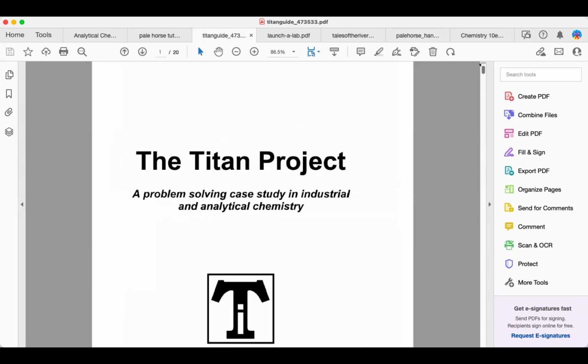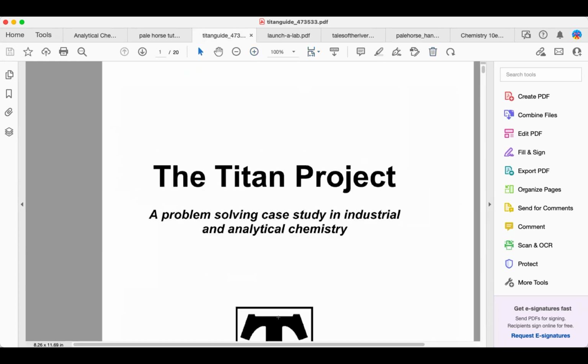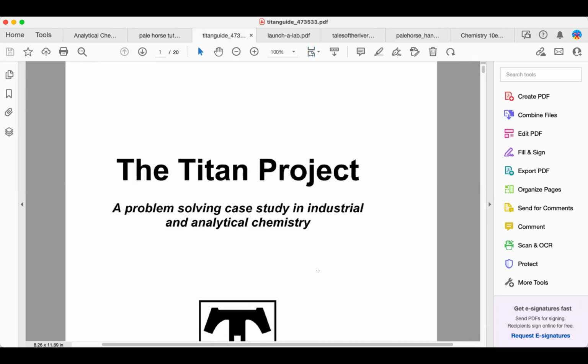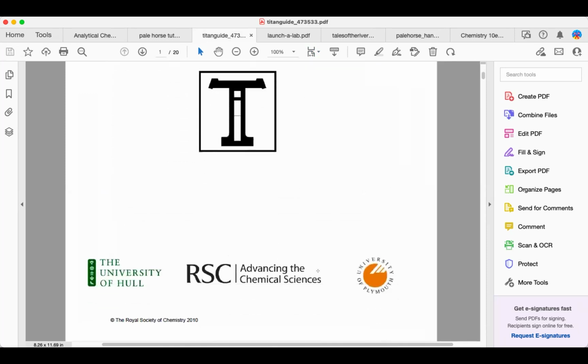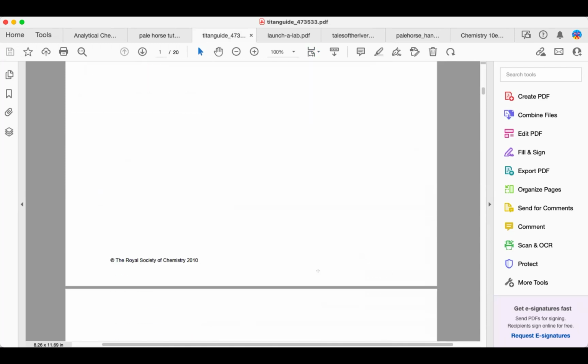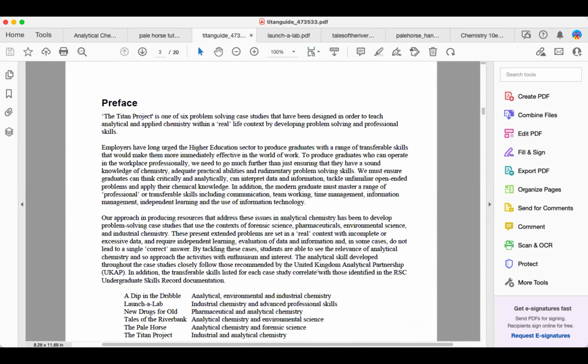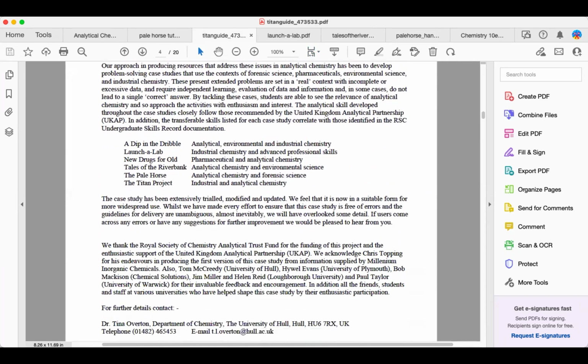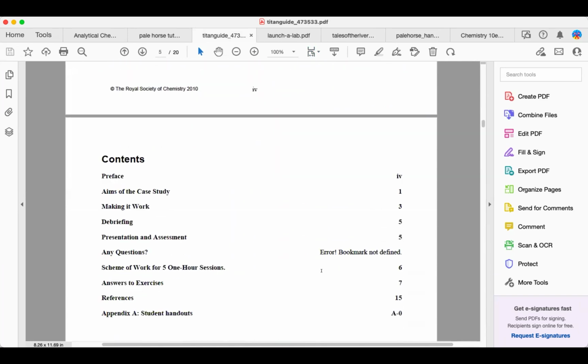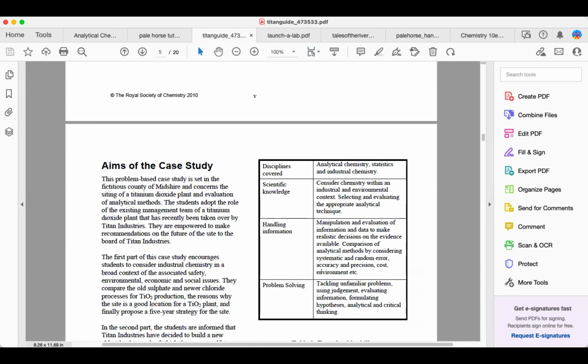Okay, the second part, the second group, which is room 2. Okay, this is called Titan Project. So the purpose of having this is to solve a problem in industrial and analytical chemistry. Okay, this is the same introduction. Okay, so what's the problem?